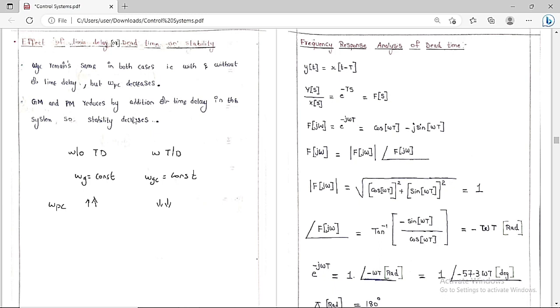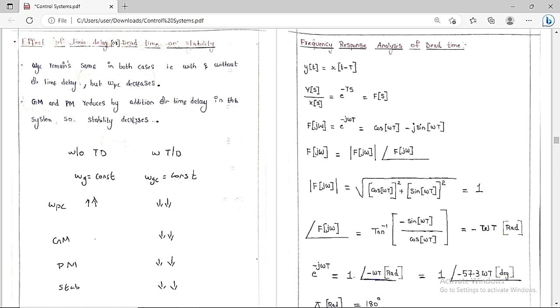And the gain margin and the phase margin reduce by the addition of time delay in the system, so stability decreases. If you go for the gain margin, here it is going to decrease when compared to here. The phase margin is also going to decrease. Therefore, the stability is also going to decrease. These are the points you always have to keep in your mind.